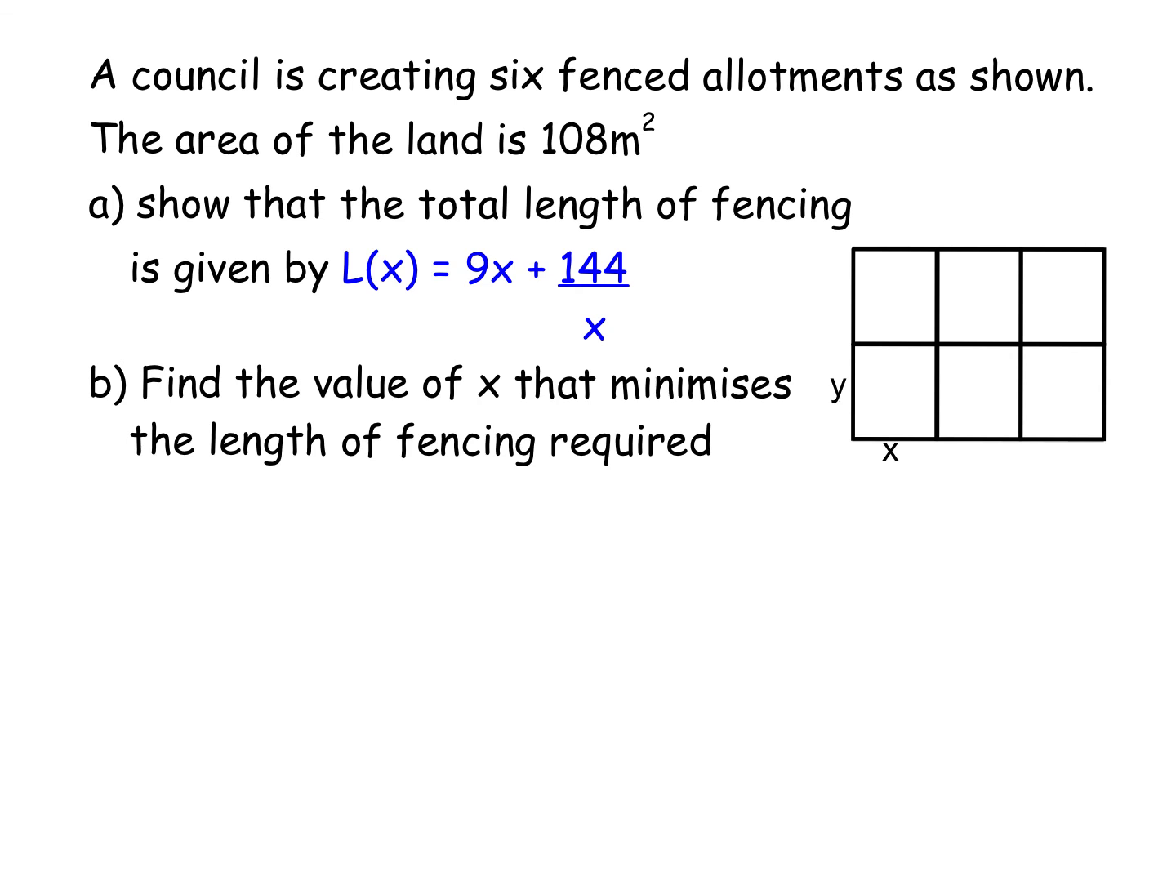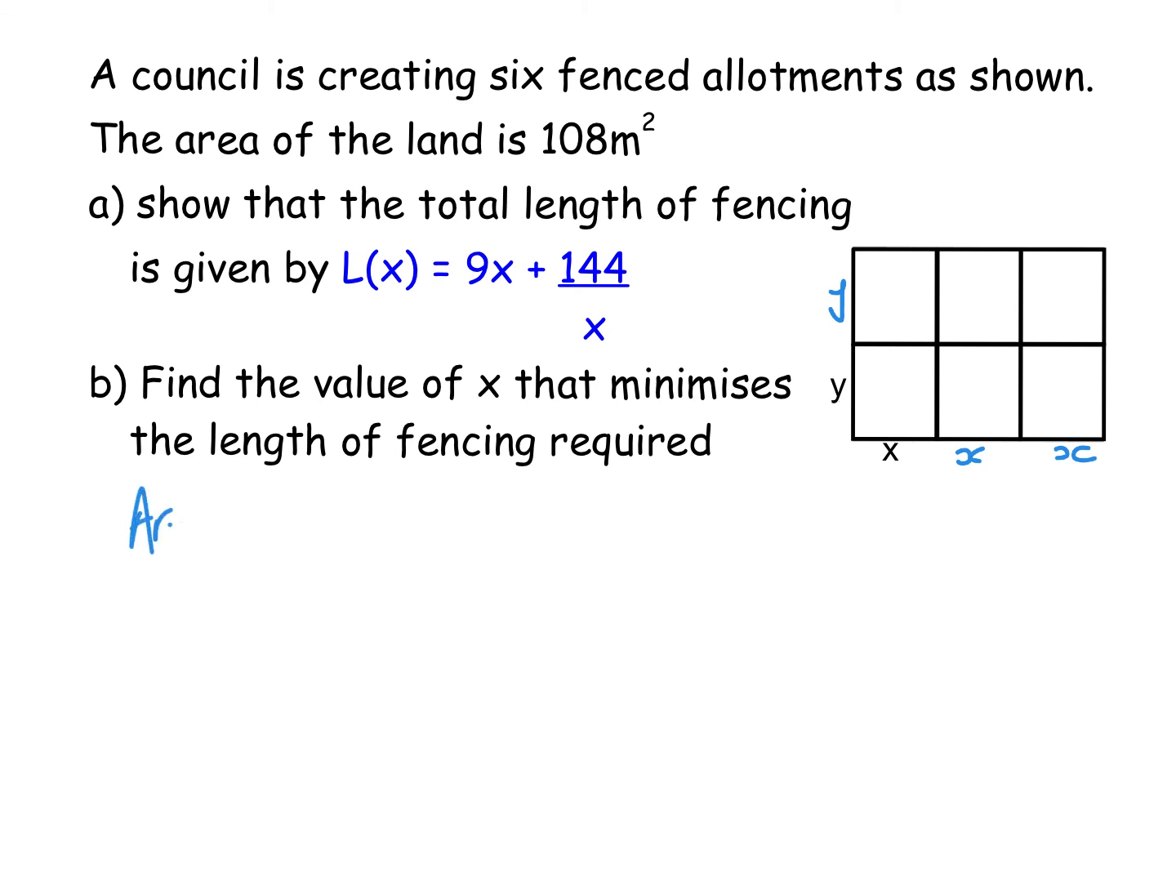The area of the land is 108 metres squared. We have to show that the total length of fencing is given by this formula here. So the length of fencing is all my black lines. Technically, all these little bits are x and all these little bits are y. So my total length of fencing, well, let's start with the area of the land.